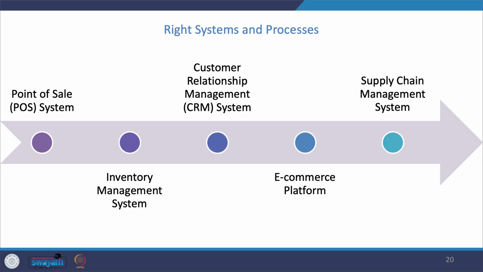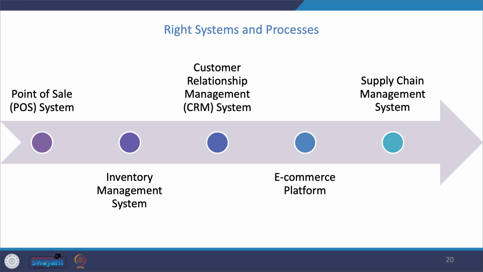And finally, as far as right systems and processes are concerned, retailers might also be required to have their own e-commerce platform, let's say maybe their own website or their mobile app, to reach out to the customers or a larger audience who could only be comfortable purchasing online. Then they also need to have right systems as far as supply chain management is concerned.